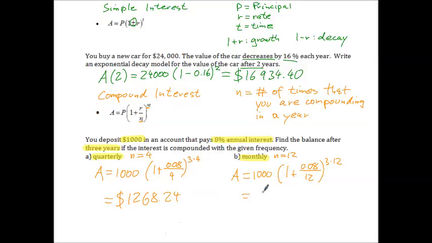$1,270.24 actually. So we do get a little more money. It's not a lot, but it's like $2 more for compounding more frequently. That's interesting. Keep that in mind.